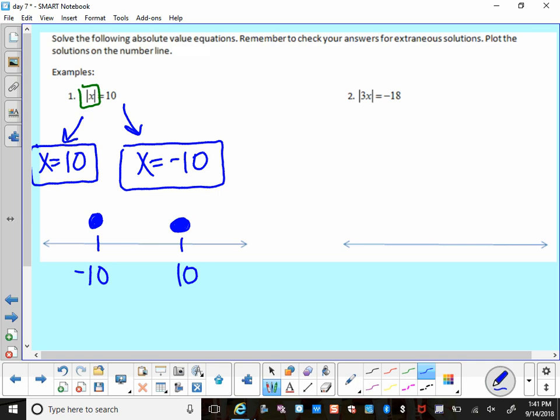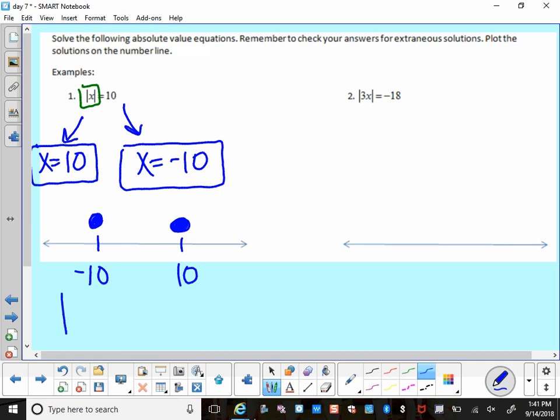Your directions tell you to remember to check for extraneous solutions. That means that you could do all your work right, and then you check your answer and it could be something completely different. Yeah, it happens all the time. So when we check for solutions, we're just plugging this back into the original.